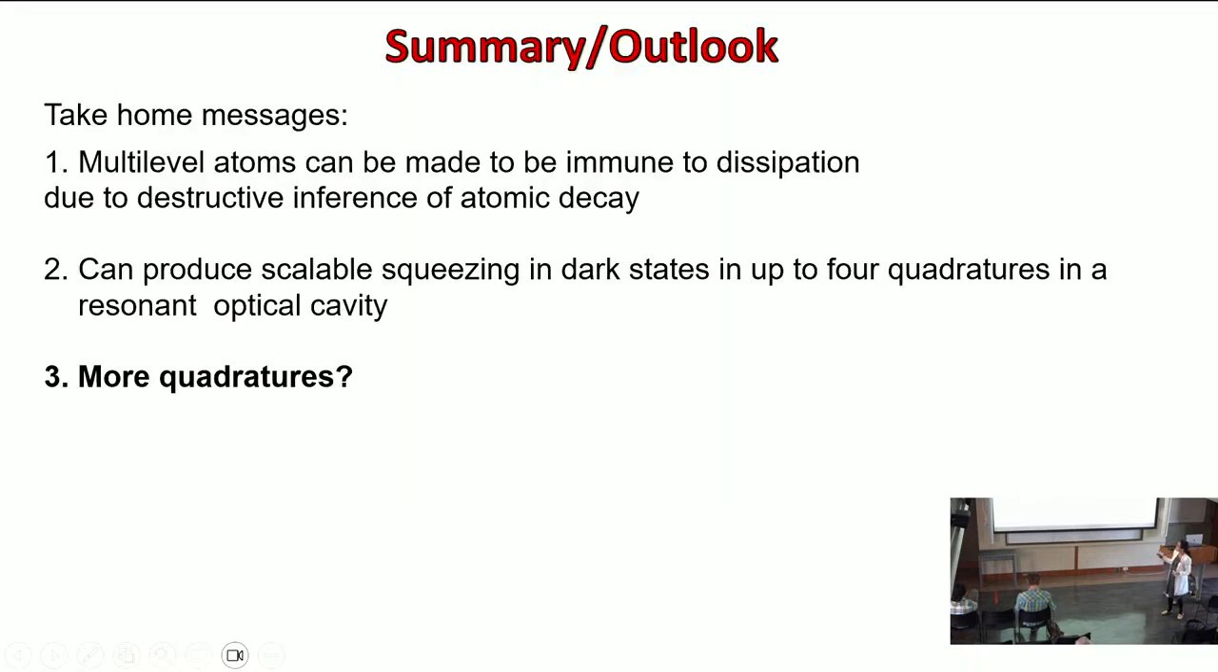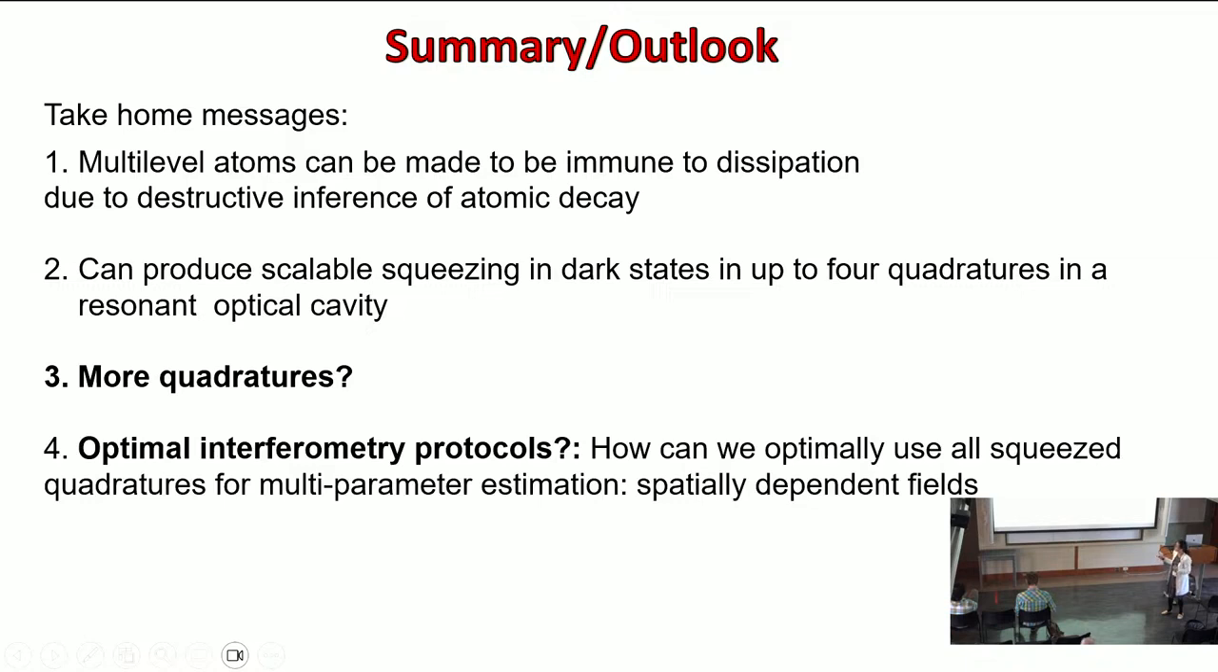And with that, I'm running out of time, so hopefully I convinced you that multi-level atoms are useful and can be interesting for generating entanglement in a simple way. And well, we want to understand what are the optimal interferometry protocols to use all these quadratures, and maybe see if we can generate even more in other ways.